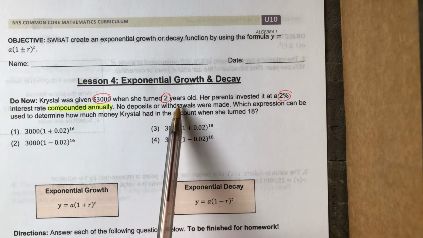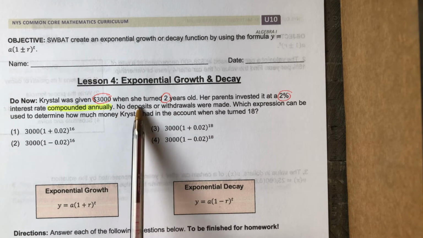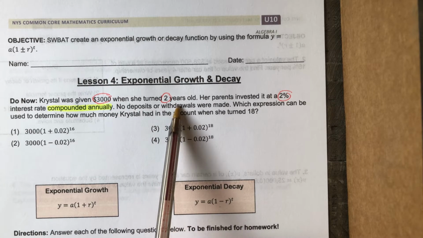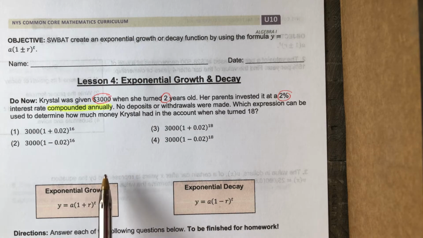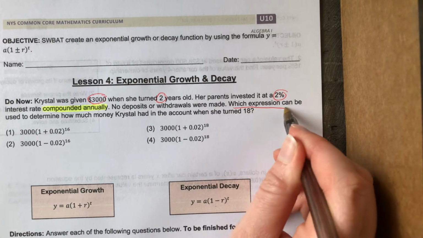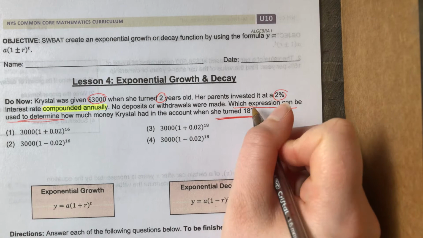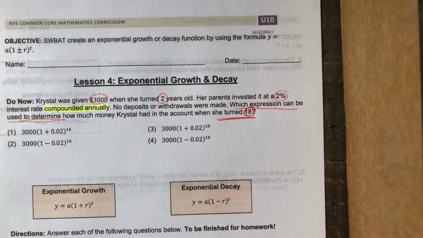So these are usually keywords that we want to highlight in some way, but they're not important for this question because it's just telling me that no money went in, but no money came out either. So nothing was happening with that money that she deposited originally. Okay. Which expression can be used to determine how much money Crystal had when she turned 18? So 18 is a key number.